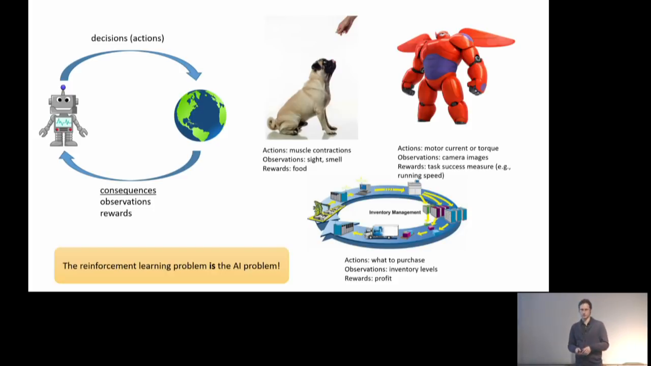You could imagine, for example, translating text where your actions are which word to emit in the target language, your observations are words in the source language, and your reward function is some non-differentiable measure of the quality of the translation. And people have actually done things like that. So the reinforcement learning basically is the AI problem in essence. If you can solve it in the most general form, in the most complex setting, that is the AI problem.